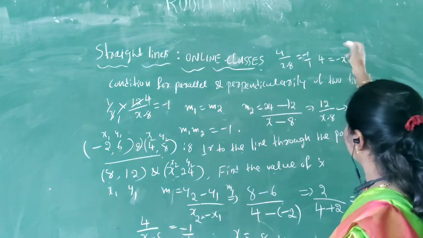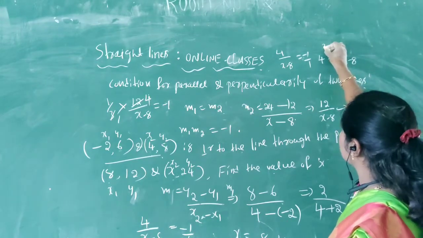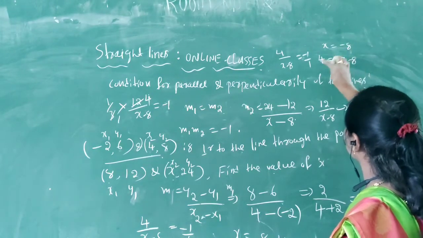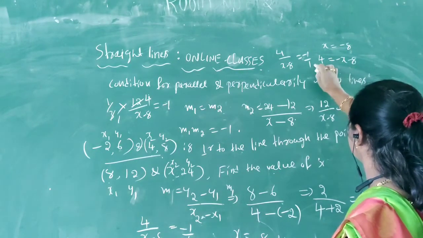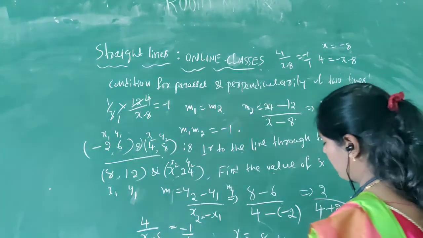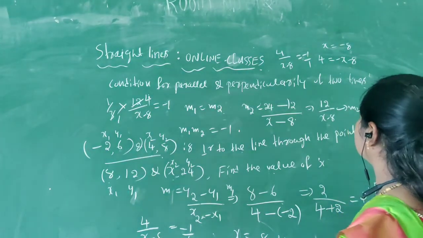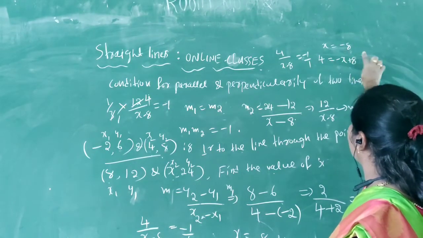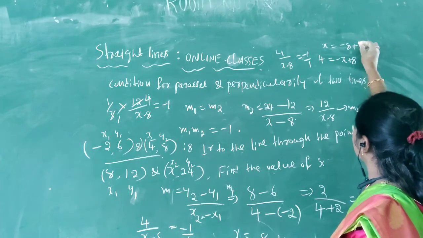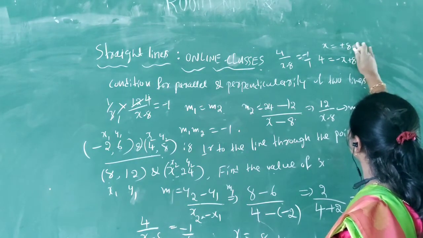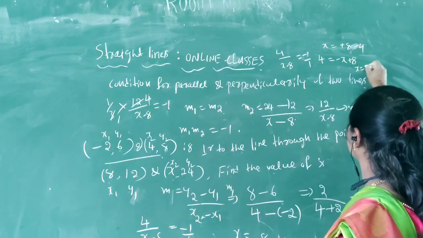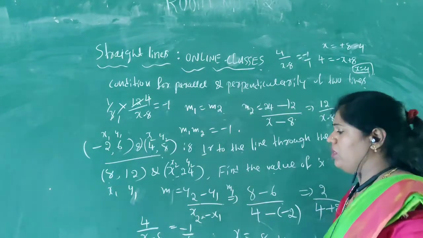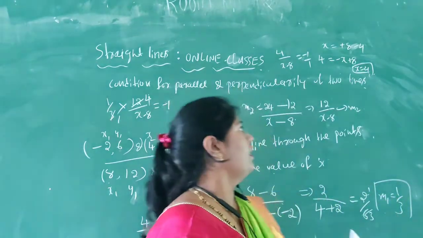The minus x is transposed to the LHS, so it becomes plus x, which is equal to 8 minus 4. Minus into minus is plus. Then it is going to be x is equal to 4. I have written it here, though you may not be able to see it. So the x value will be 4.